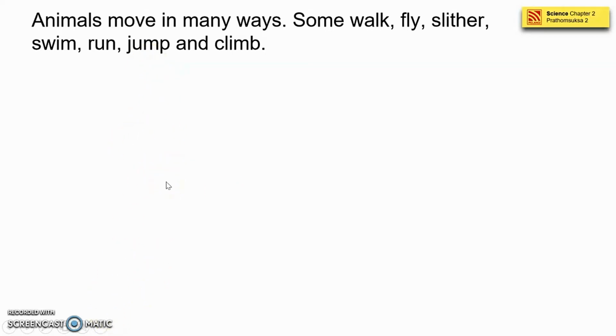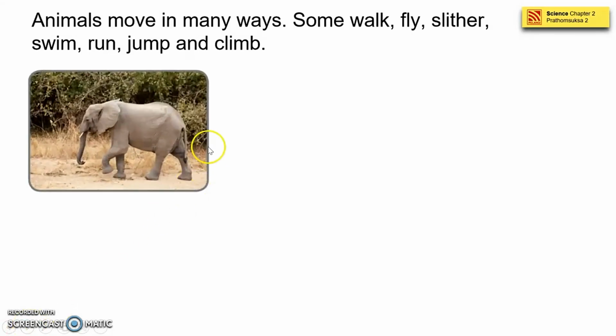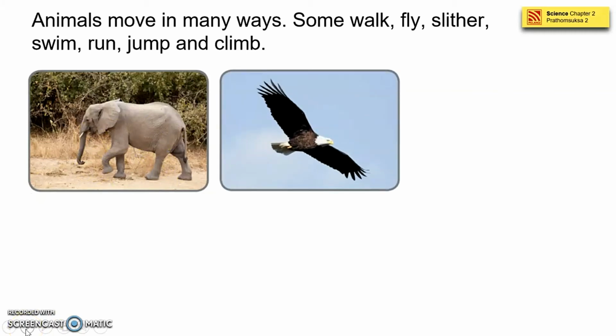So they have different ways to move. Some walk, like us, we can walk. Some fly, yes, the birds can fly. Slither means they move on the ground like a snake. They don't have legs. They use their whole body to move forward. They call it slither. Swim, yes, the fish. Run, jump, and climb. So we have here the best examples: an elephant, a bird, or an eagle.